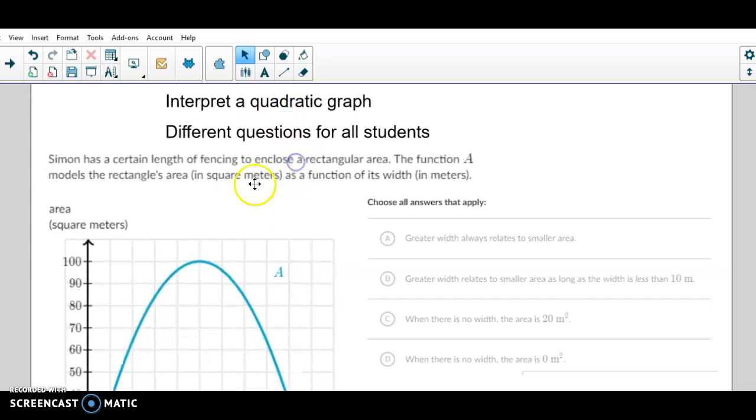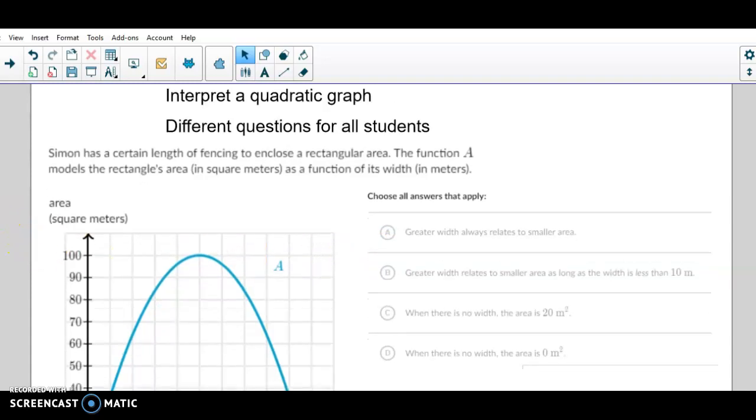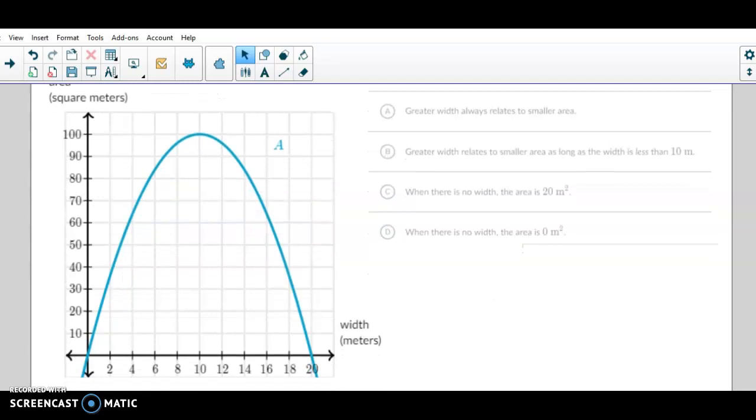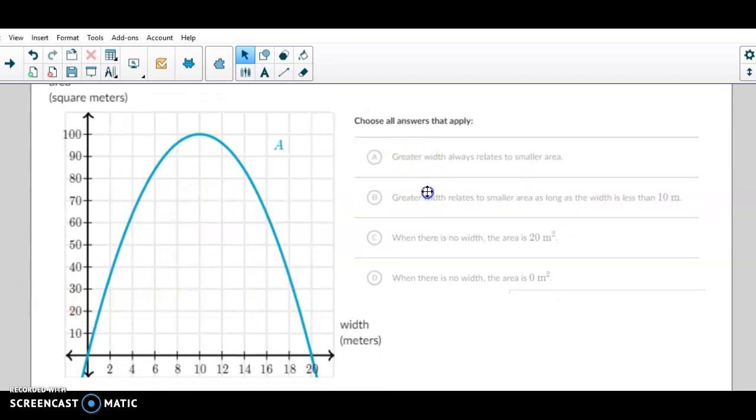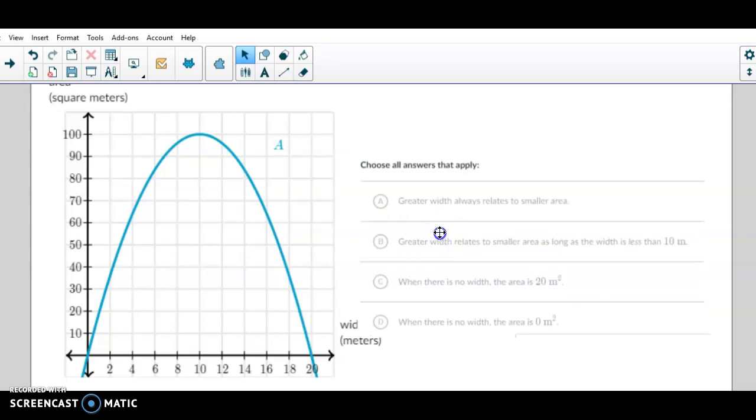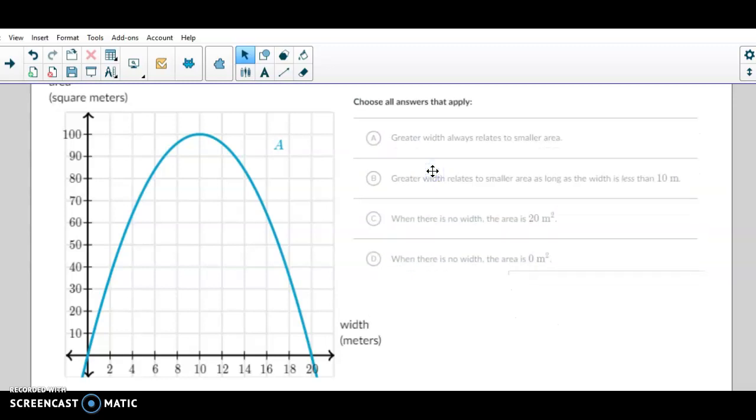All right, so Simon has a certain length of fencing to enclose a rectangular area. Function A models a rectangle's area as a function of its width. So this week we're talking about quadratic graphs a lot and what they look like. So this is an example of a quadratic graph. All right, it's a U shape, it's a parabola shape, and we have to choose all answers that apply, so all that are true. Oh, these are tricky when there's more than one answer, that's for sure.